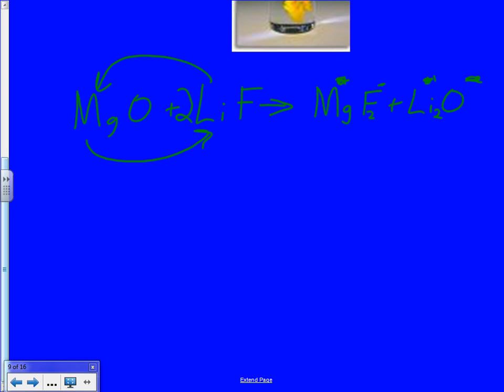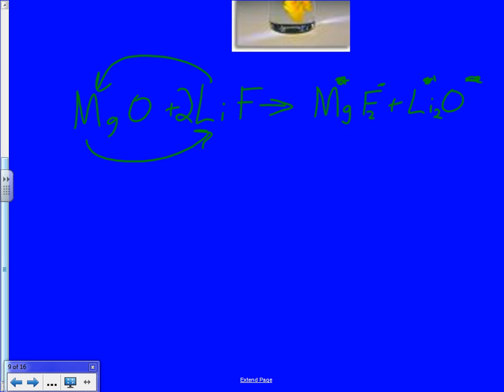It also gives me 2 lithium. Is there 2 lithium over here? Yep. Okay. How many oxygen on this side? Just 1, right? There's no number beside it, no number in front of it. Okay. How many over here? 1. Okay, so that's balanced. 1 magnesium, 1 magnesium. So the equation is balanced.